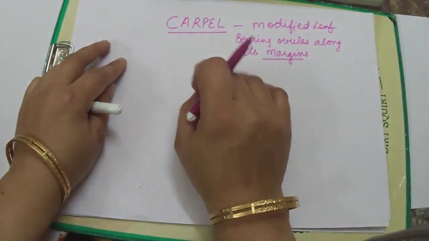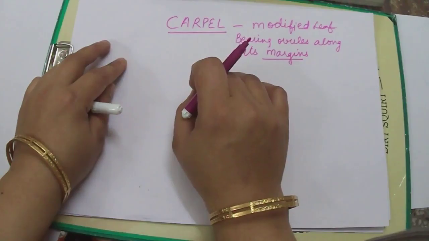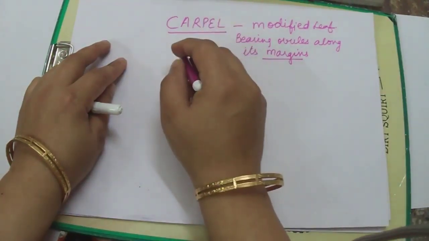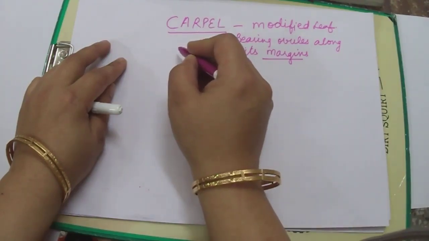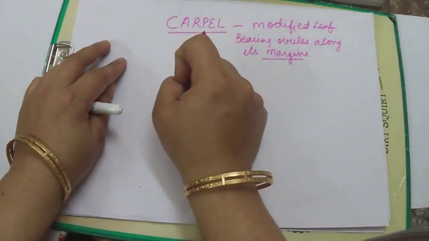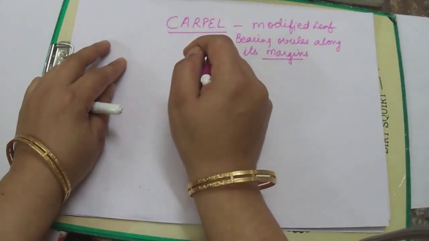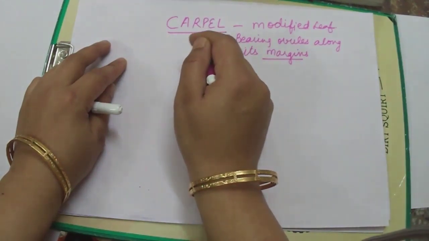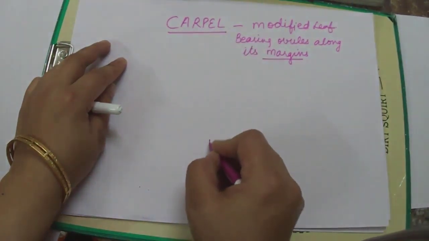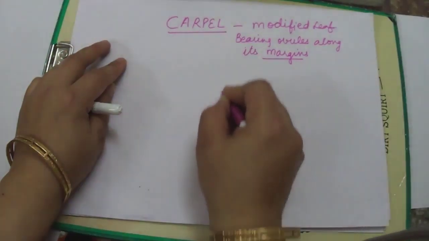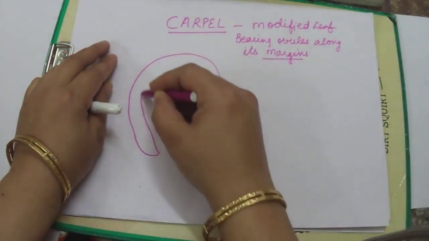What is the ovule? Ovule is formed inside the female part of the flower. What is the female part of the flower? It is the carpel. Before discussing the formation of megaspores, we must know about the structure of the ovule. Students, this is the diagram of ovule. We will first discuss the structure of ovule.